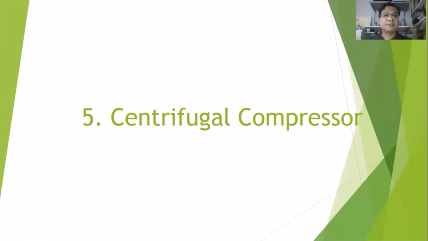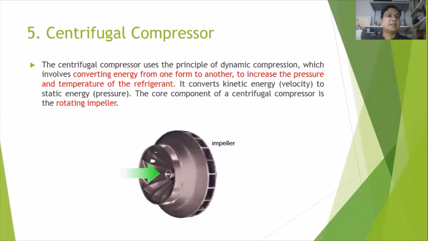And then the centrifugal compressor. This is the structure of the centrifugal compressor. The centrifugal compressor uses the principle of a dynamic compressor, which involves converting energy from one form to another to increase the pressure and temperature of the refrigerant. It converts kinetic energy, velocity, into static energy, pressure. The core component of the centrifugal compressor is the rotating impeller.